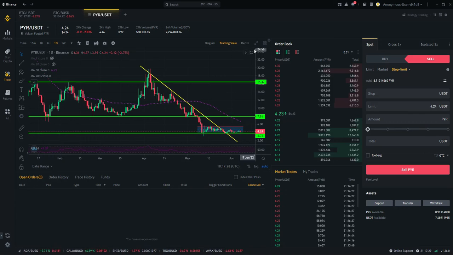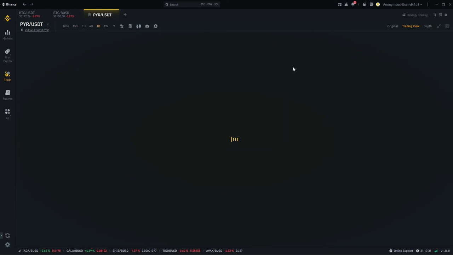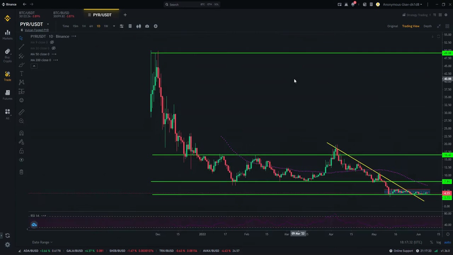So we have PYRs here available. We have 8.9 PYRs, okay? So assuming we feel like the price of PYR might come down. Already here, we have our resistance here. Let me just zoom this out a little bit so that I can explain something.